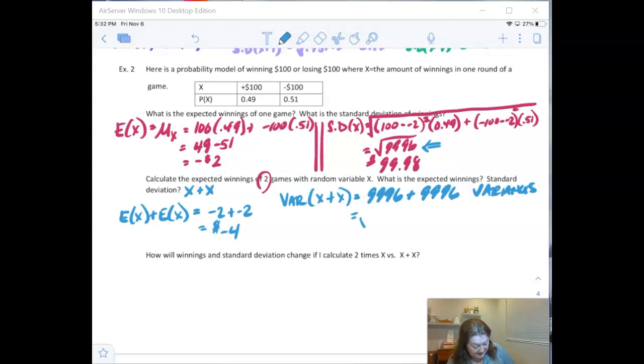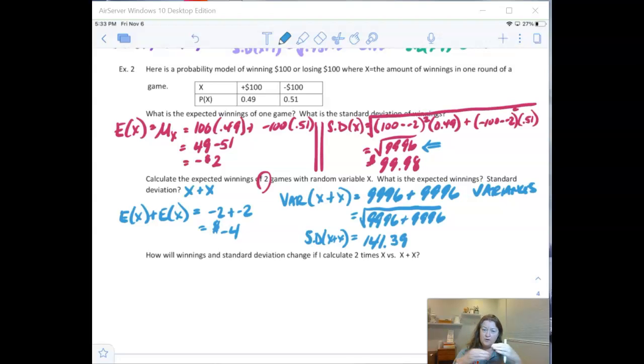Once I do that, I'm going to find the standard deviation of that by taking the square root. So this is the standard deviation of x plus x. If I add those together, it's 9996 plus 9996, which after I take a square root is about $141.39. Notice it didn't turn into almost $200 plus or minus, right?